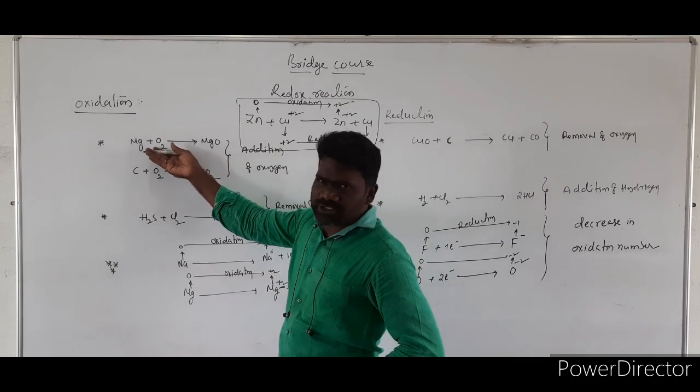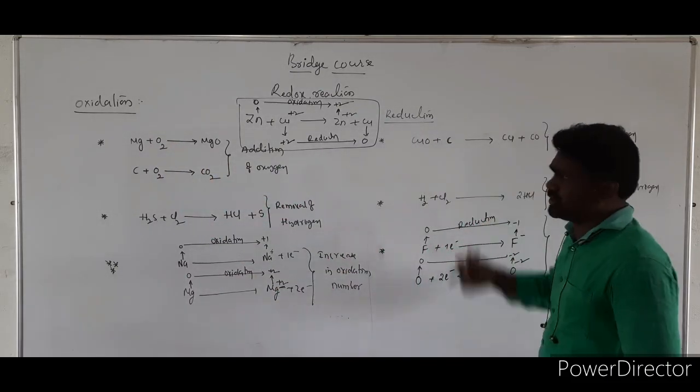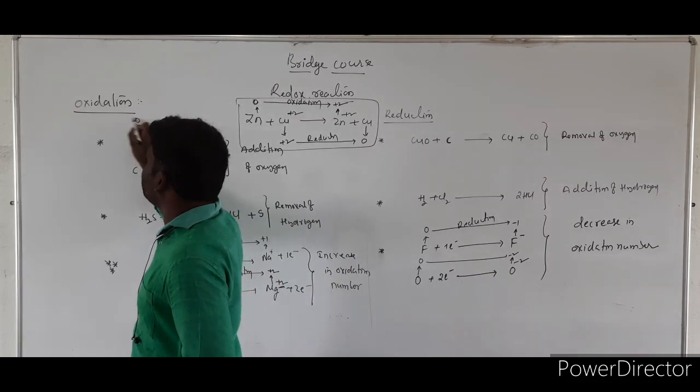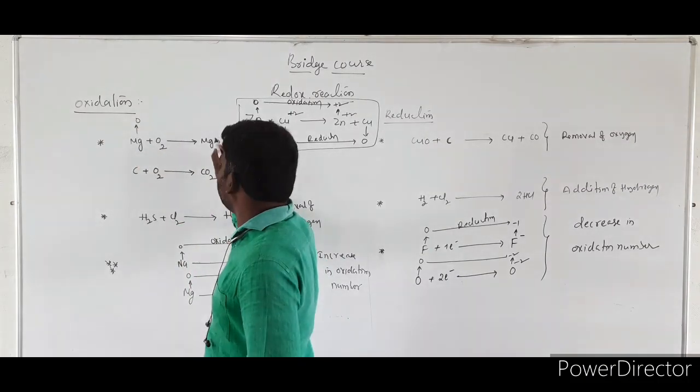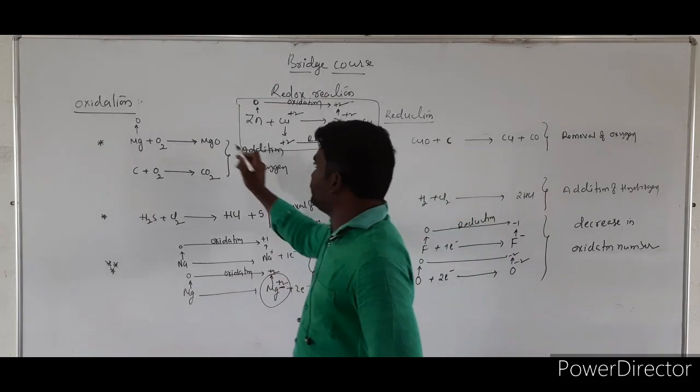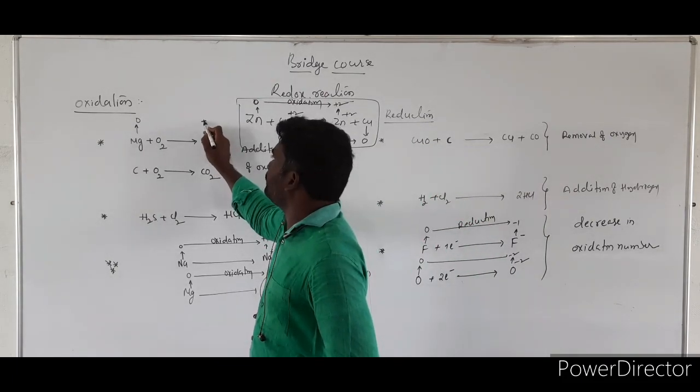Even this one is also a redox reaction. How is it a redox reaction? Magnesium as an element has oxidation number 0. Here in this molecule, magnesium's oxidation number is plus 2. So 0 to plus 2.